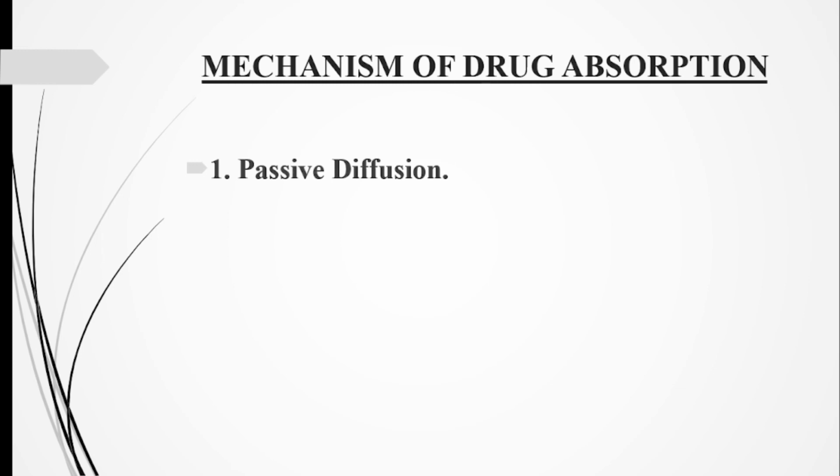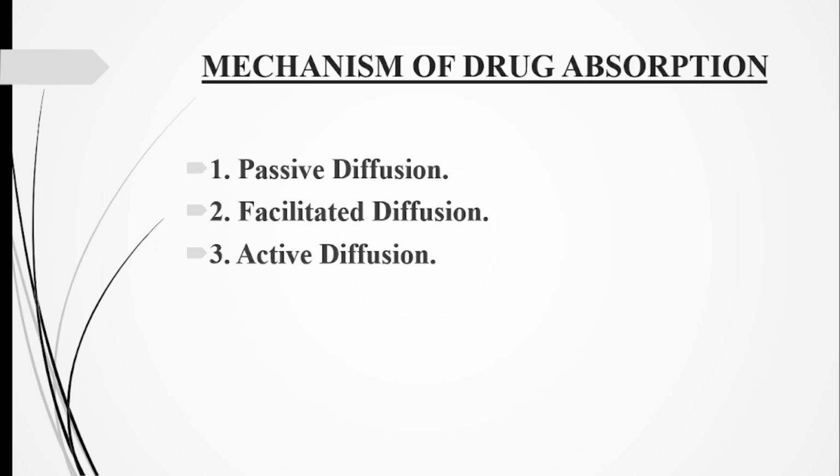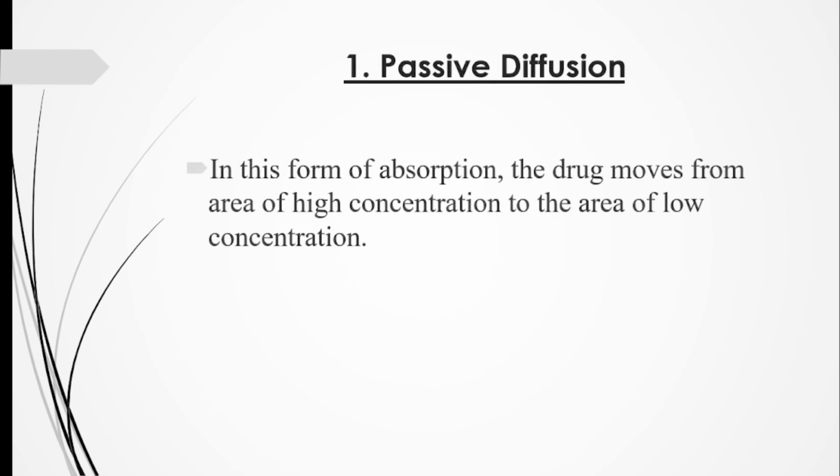There are different mechanisms of drug absorption, or you can say different processes of drug absorption, like passive diffusion, facilitated diffusion, active transport or active diffusion, endocytosis or exocytosis. Now we will discuss all these processes one by one. We are going to start with passive diffusion.